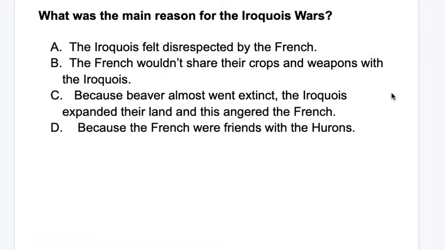And question number 5. What was the main reason for the Iroquois Wars? A. The Iroquois felt disrespected by the French. B. The French wouldn't share their crops and weapons with the Iroquois. C. Because beaver almost went extinct, the Iroquois expanded their land and this angered the French. Or D. Because the French were friends with the Hurons.